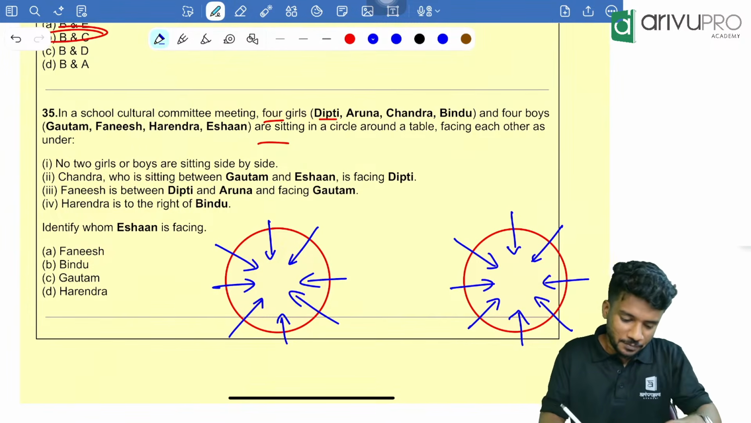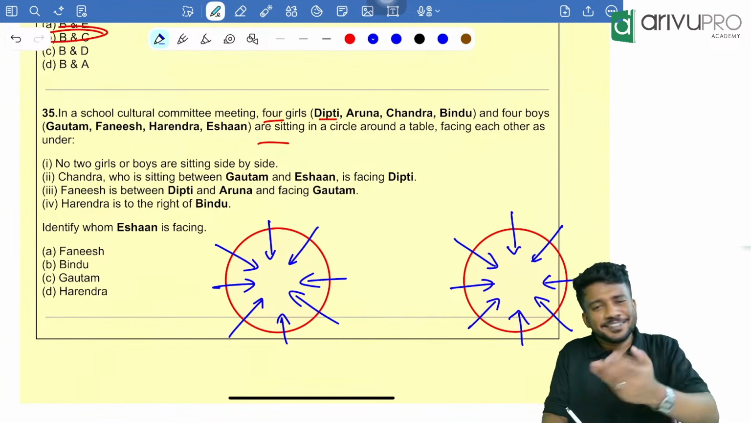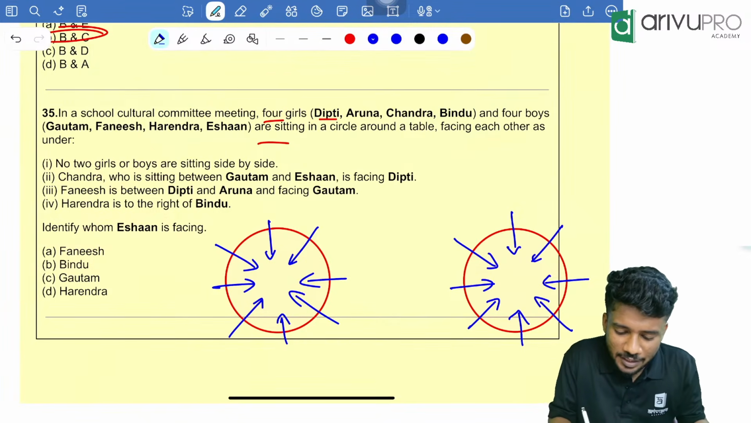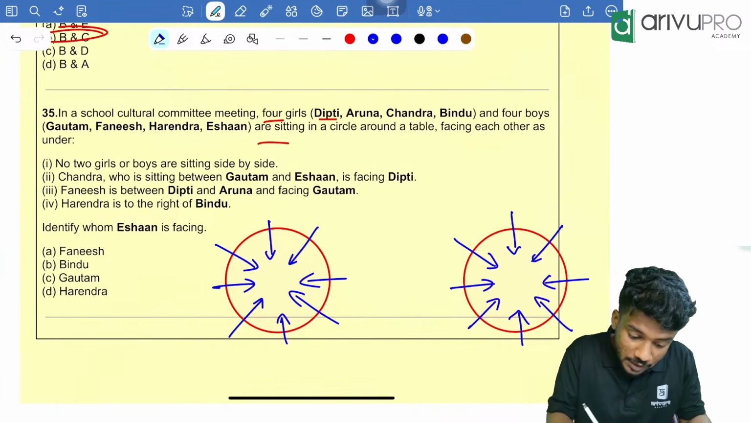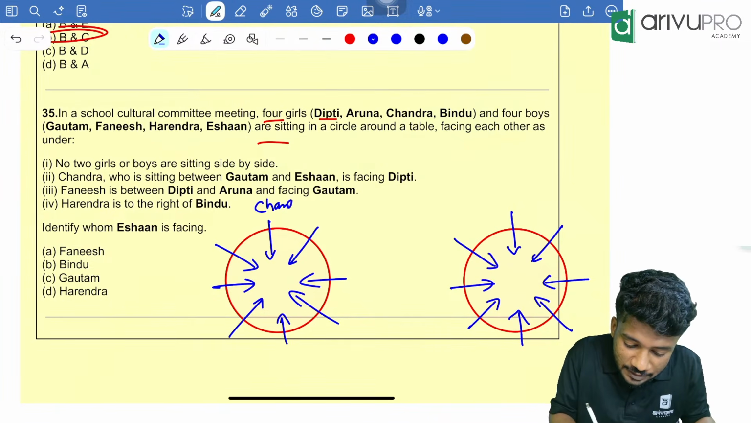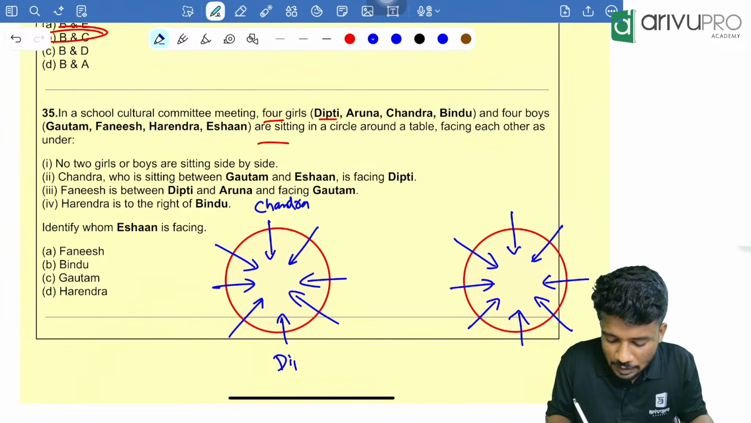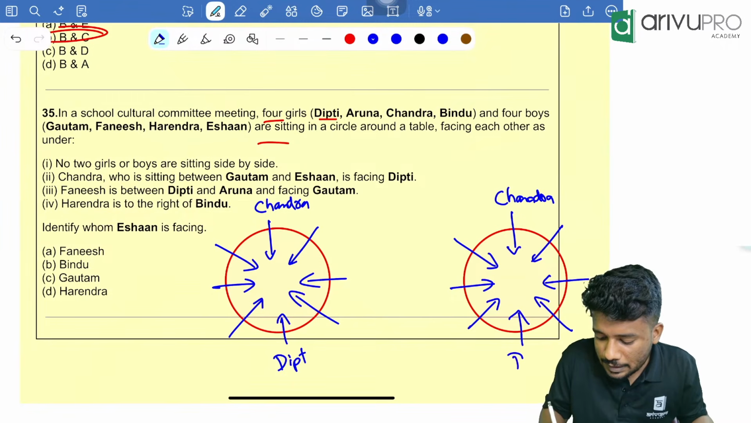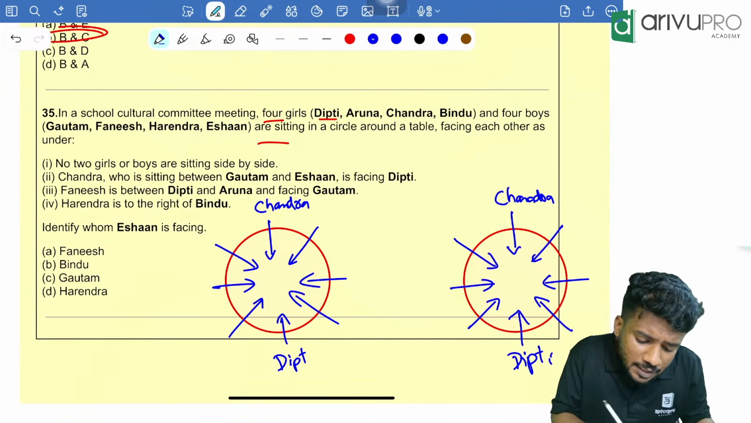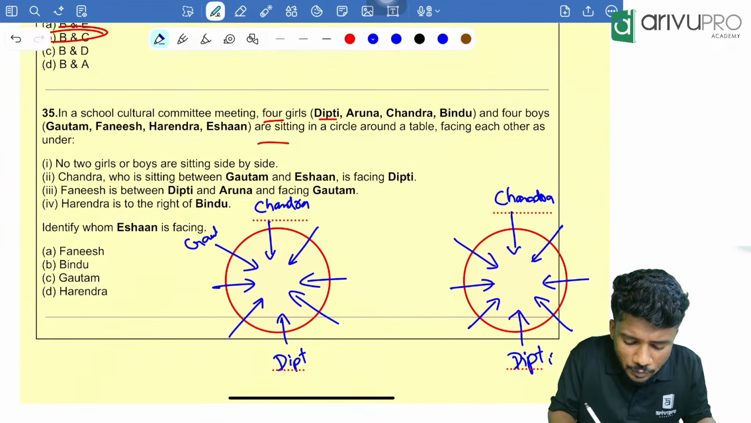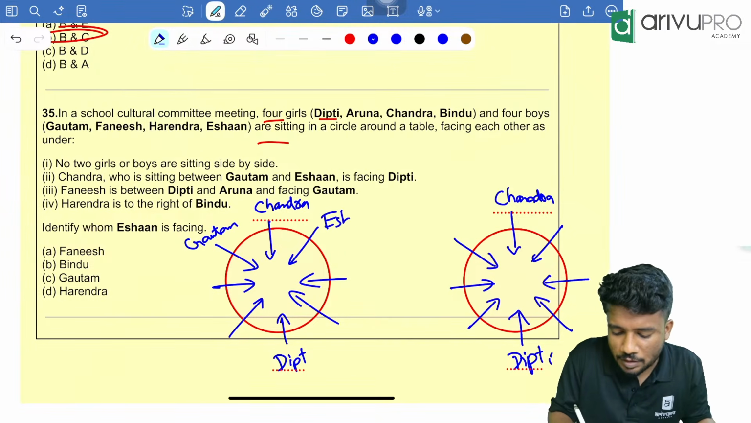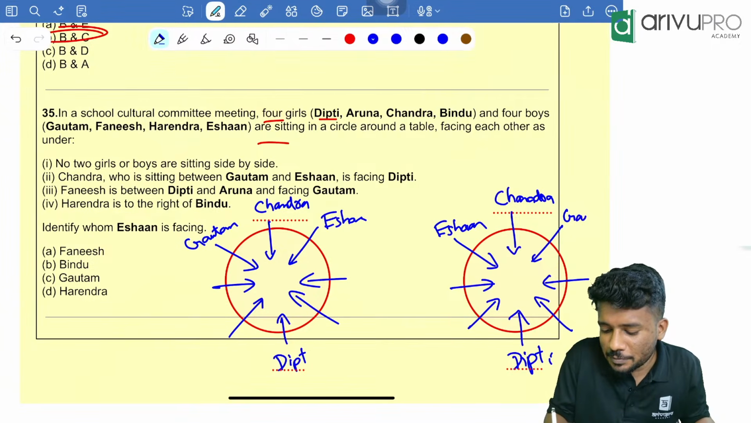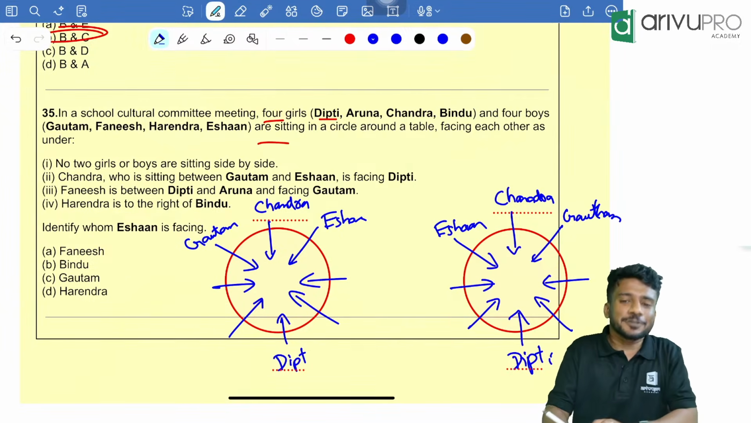Same pattern of question. Look here. No two girls and no two boys are sitting side by side. Chandra, who is sitting between Gautam and Ishan, is looking at Deepthi. Okay, Chandra is facing whom? Deepthi. Then Chandra is between Gautam and Ishan, so over here I will take Ishan and Gautam. I'm just teaching you the pattern itself, how to solve this.